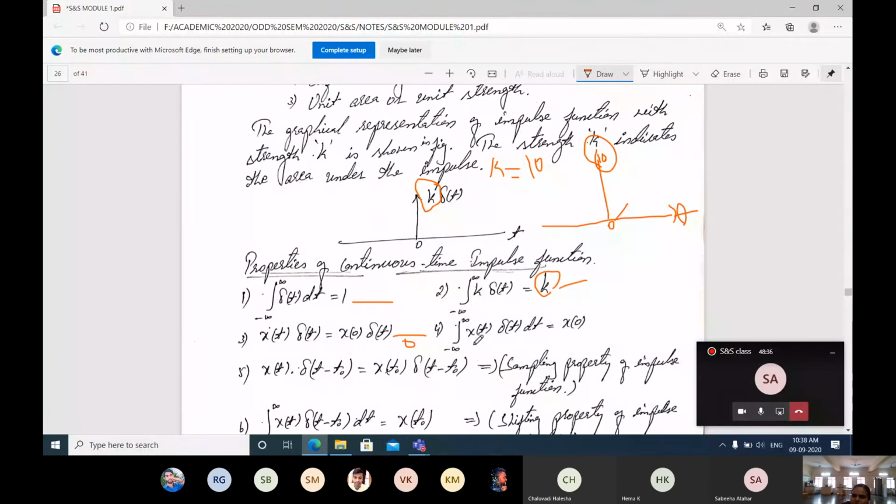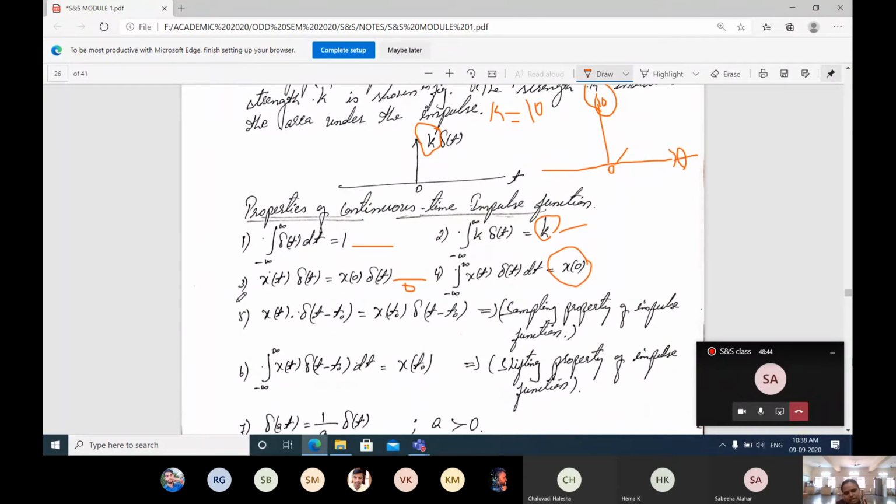When I integrate x of t delta of t, only at the 0th position will you get the signal x of 0. Then x of t into the shift operation. Shift operation means delta of t minus t naught, which equals x of t naught into delta of t minus t naught. This signal is going to be shifted. The x of t signal is going to be shifted. This is the sampling property of the impulse function.